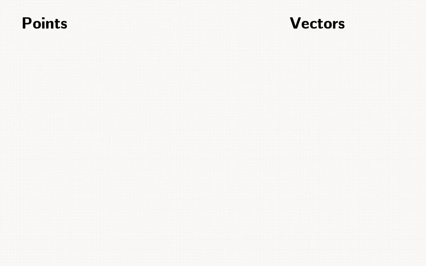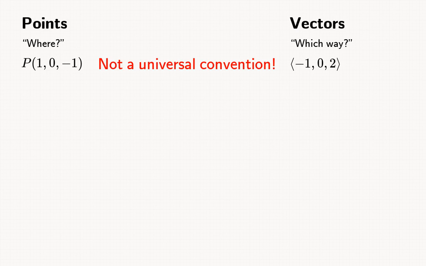So in summary, we can think of points as providing an answer to the question where, and vectors as answering the question which way. In these lectures, I'll write points using parentheses and vectors using angle brackets. Be warned, this is not a universal convention. It is what the textbook uses, but if you look at other books or on the internet, they might not stick to this convention. So just be aware of that.